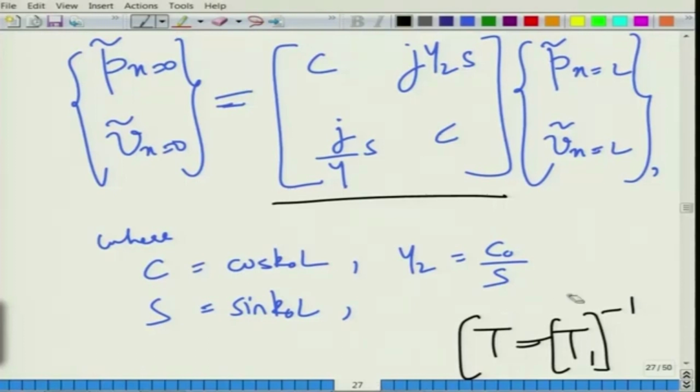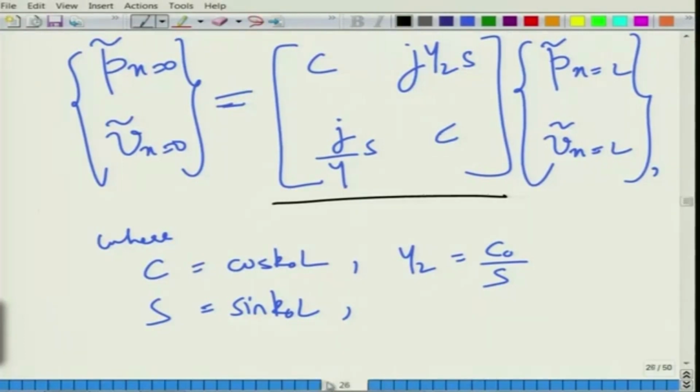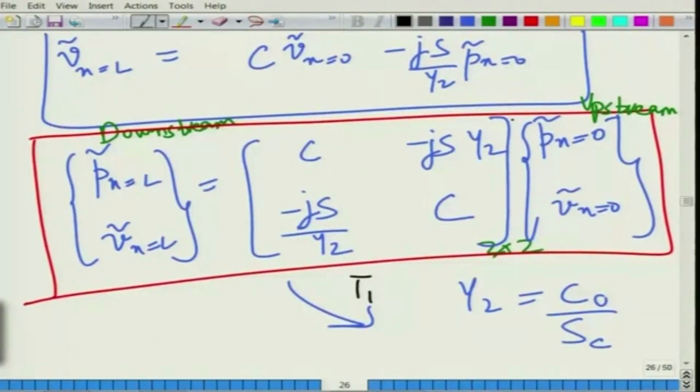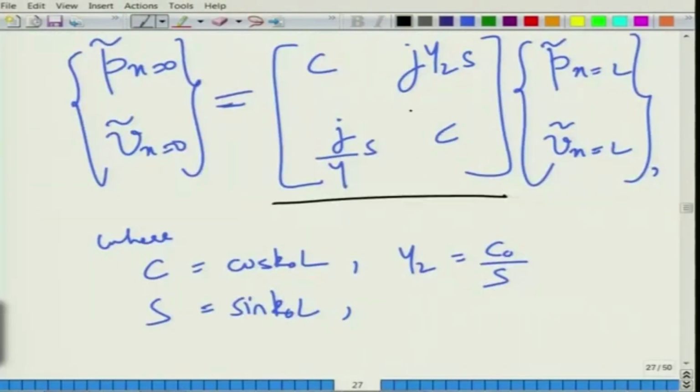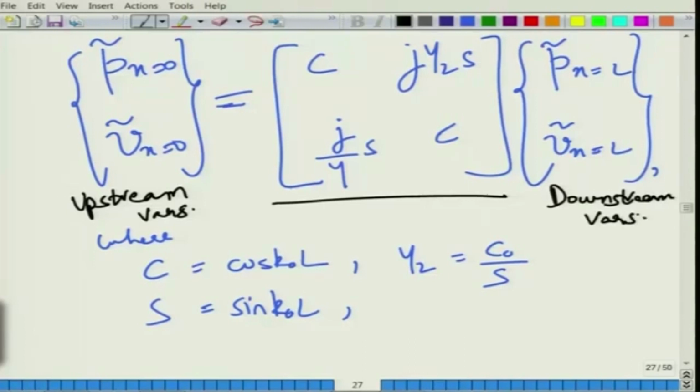I am not going to derive it here, this is left as an exercise for the students. Basically, the idea is to try to invert this matrix. When you invert this matrix, whatever matrix you are getting is shown here. Now, the upstream variables and downstream variables are related by a nice clean transfer matrix, which is this thing.